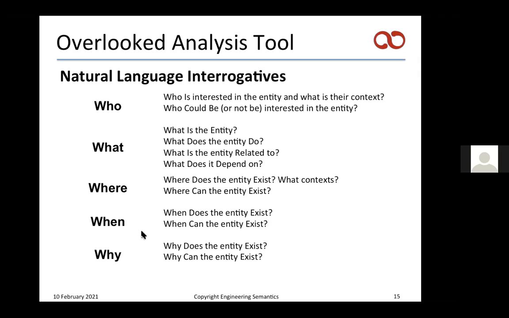But then, of course, with these interrogatives, you should also consider the negatives of these questions. So what is an entity? Okay, what is it not? Because many times, especially using OWL, it may be the case that to assert what something is, what are those distinctions, you have to say, well, what the thing is not.